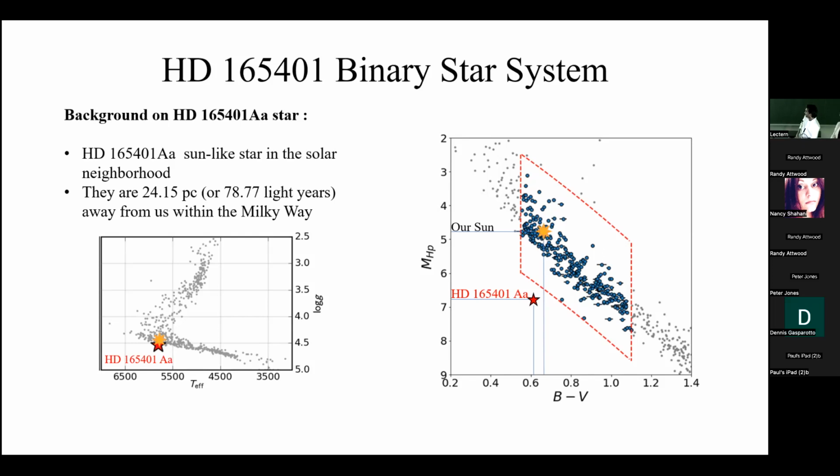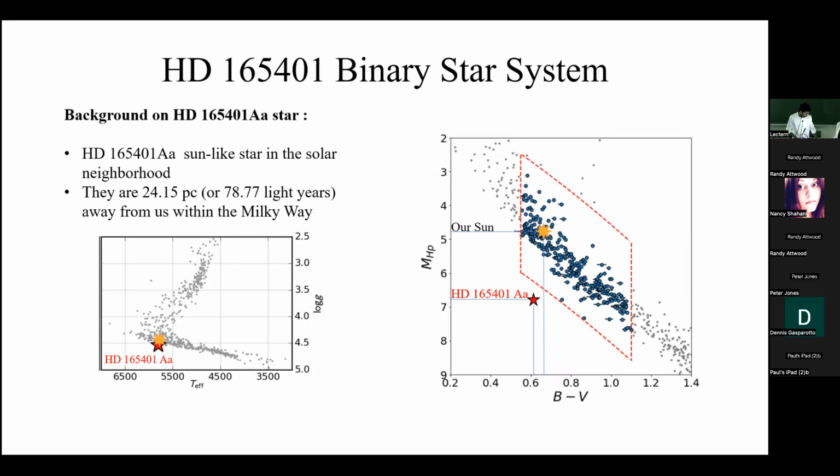So it's a little bit fainter and a little bit bluer than our star. And over there, that small graph is a log G versus T effective graph, so the surface gravity log G over the effective temperature. The effective temperature for both stars is essentially the same, and the log G is essentially the same as well. So as you can see, they're very similar.